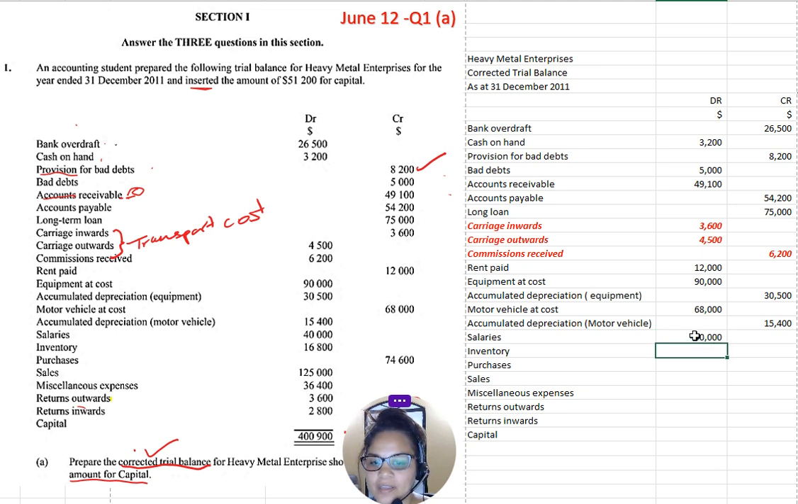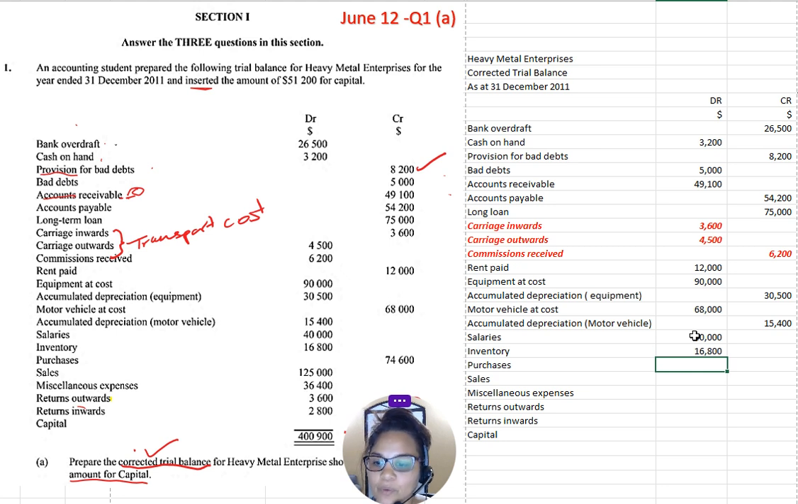Inventories. Inventories is an asset. And here they just state inventory. So here assume that this inventory is stated in your trial balance. So 16,800. Purchases. Now, if sales is a credit, purchases will be where? On the debit. It will be the opposite side.